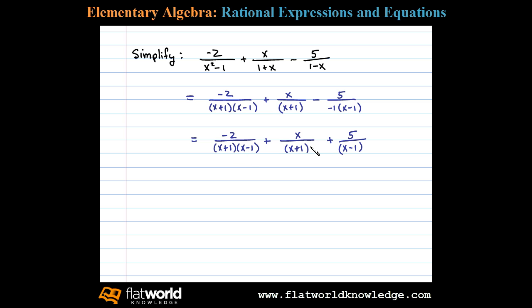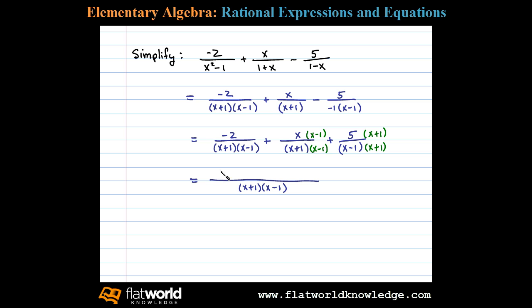So we can find equivalent fractions with a common denominator here if we multiply numerator and denominator by x minus 1. And for this fraction, we would multiply numerator and denominator by x plus 1. Here then we can see we have equivalent fractions with a common denominator. When that's the case, we can add and subtract the numerators and write the result over that common denominator.